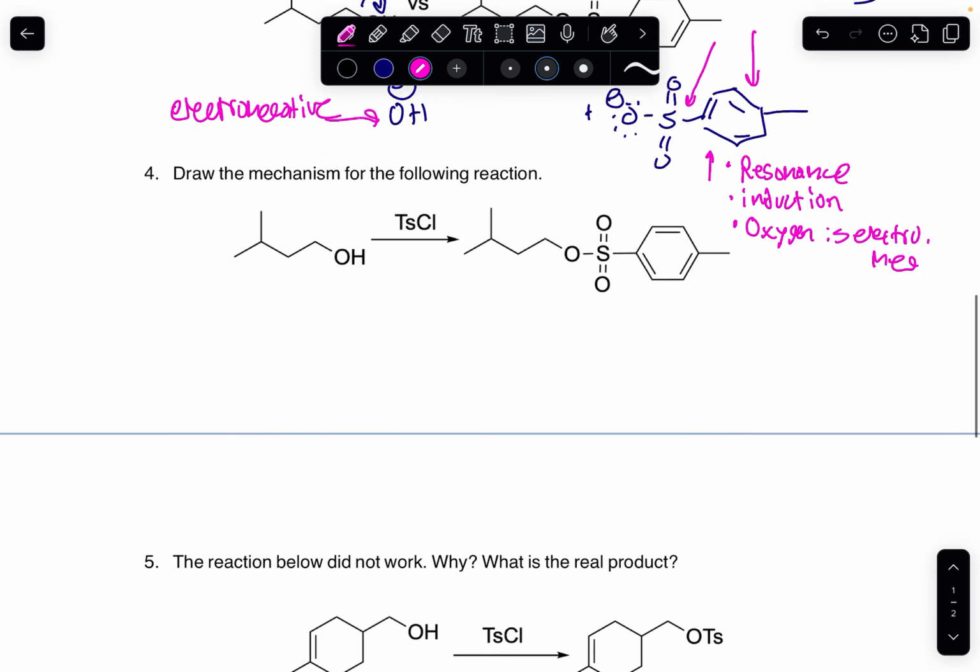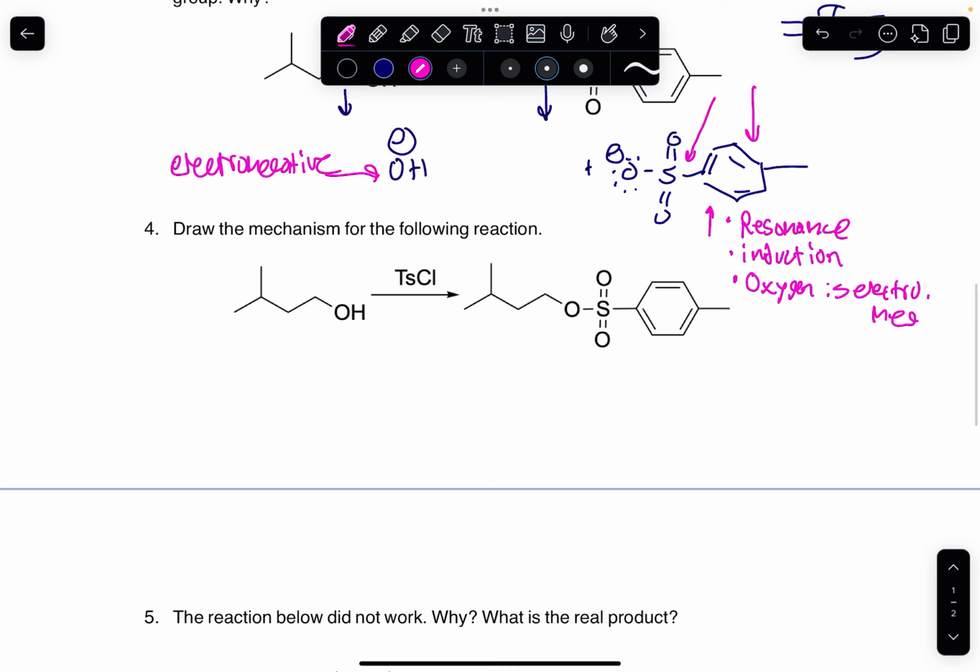All right. Number 4, we want to show a mechanism for the addition of the tosylate group. So a tosylate group looks like this. You'd be given this on an exam. It looks like this. As we discussed previously, it looks like that.